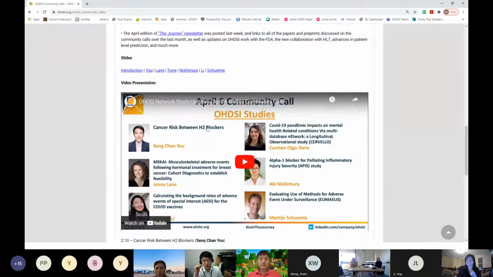I presented the preliminary literature from my recent study, which is investigating the cancer risk between H2 blockers, including ranitidine or Zantac. You may know that that drug was recalled from the market because of the presence of a carcinogen, and I wanted to make sure whether there is an increased cancer risk in users of ranitidine in the real world. So if you are interested in this study, please let me know and join. This study will be closed soon, so please grab the chance. Thanks. So if anyone wants to participate in this study, reach out to Chan.